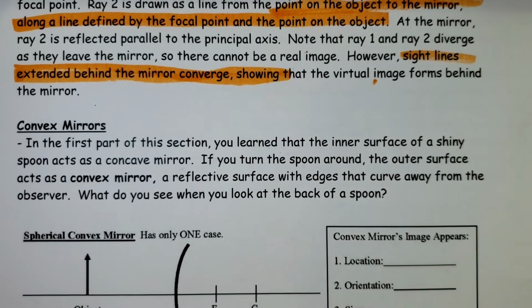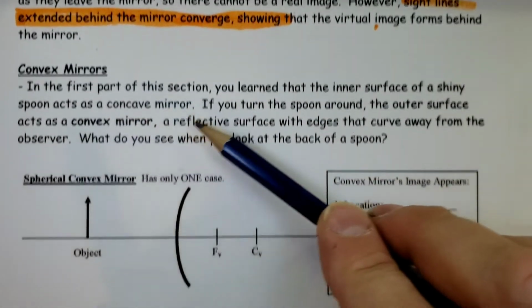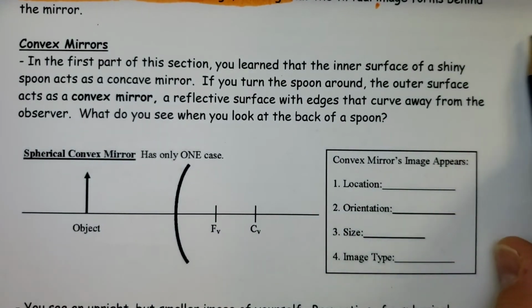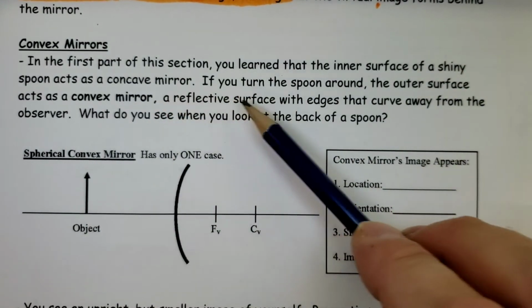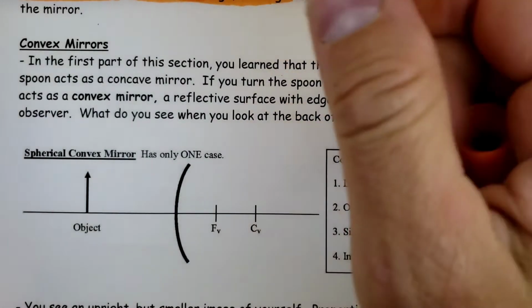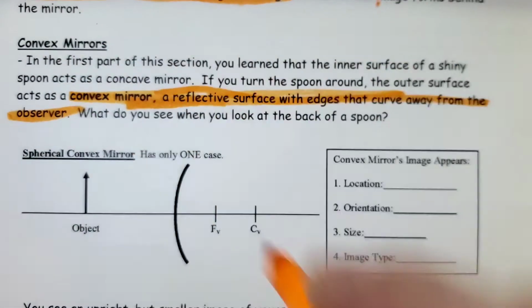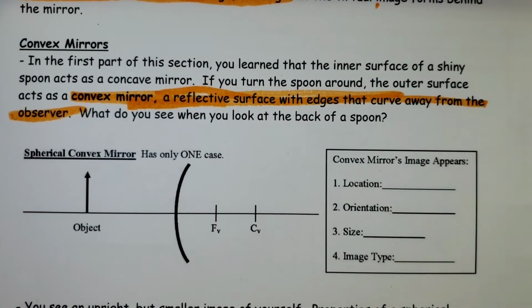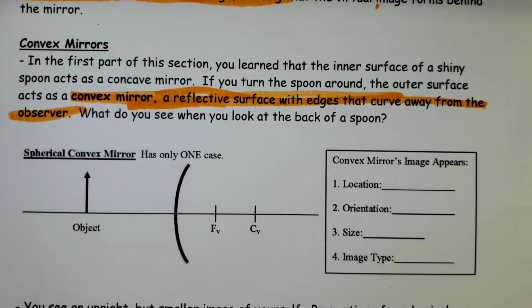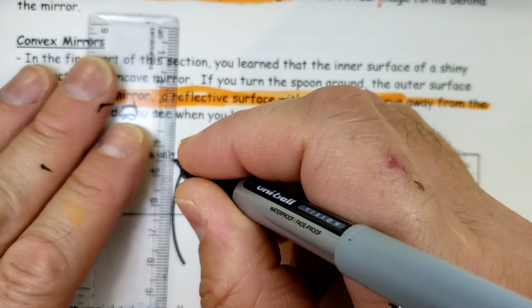Let's look at convex mirrors, mirrors that are bending away from you. In the first part, we learned that the inner surface of a shiny spoon acts like a concave mirror. If you turn the spoon around, guess what? You've got a convex mirror. The reflective surface has edges that curve away from the observer. So that's considered a convex mirror. What do you see when you look at the back of the spoon? You could quickly grab one and see what you see.